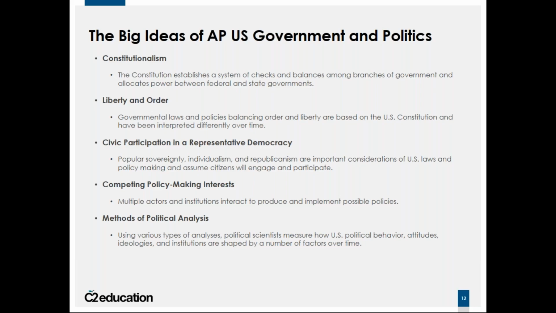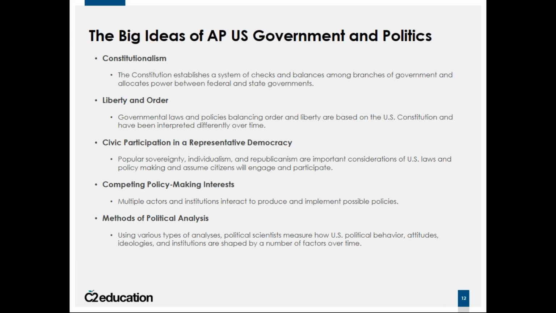Now, the entire course, though, revolves around really 5 particular topics. One is obviously the Constitution, right? This is AP government, and so the Constitution is going to be in it. The Constitution establishes a system of checks, and power is allocated between the branches of government. That's one major idea, and how everything ties back to the Constitution. Liberty and order, right? Laws are based on balancing and then are interpreted. How people interpret laws changes over time. How Ronald Reagan interpreted a series of laws can be very different than, let's say, how Bill Clinton or Barack Obama interpreted a series of laws. And so you want to understand the connections between those.